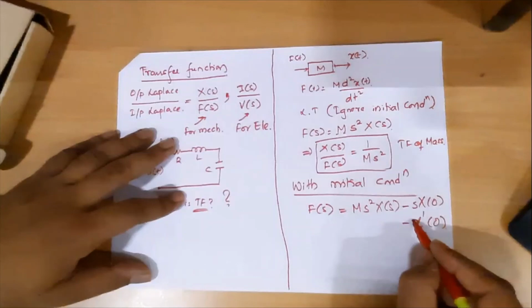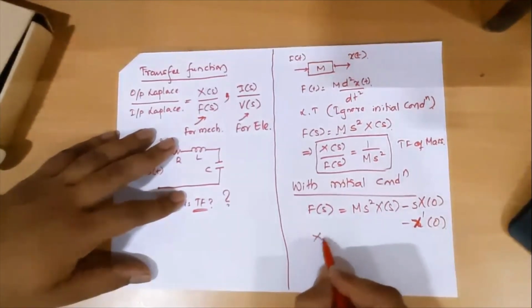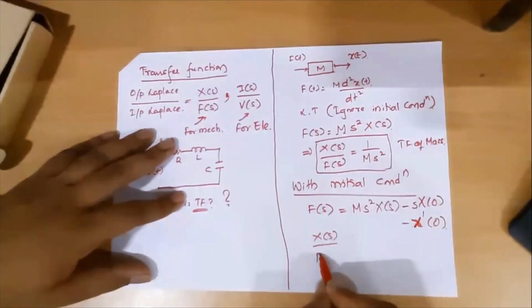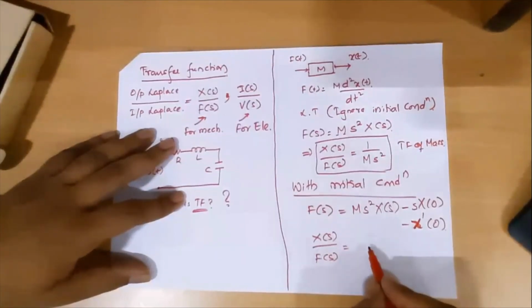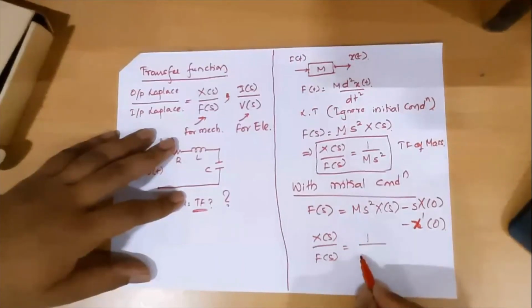I'll give clarification on everything. Even if you know it, just try to digest it. If you don't know, try to understand it. Fine. So this is how you can write it. Now with the initial condition, the equation has changed slightly, but when you write the transfer function for this, observe carefully. What we need is X(s) by F(s). When we need the transfer function, how does it look?